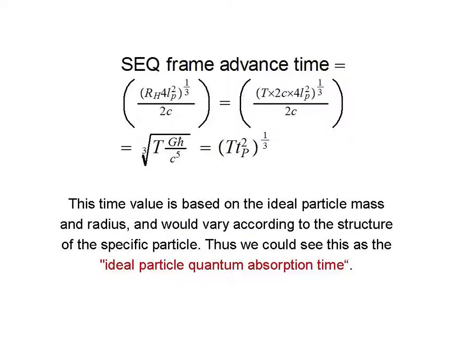So the SEQ frame advance time can be expressed as the cube root of the age of the universe times the Planck time squared. This time value is based on the ideal particle mass and radius, and would vary according to the structure of the specific particle. Thus, we could see this as the ideal particle quantum absorption time.